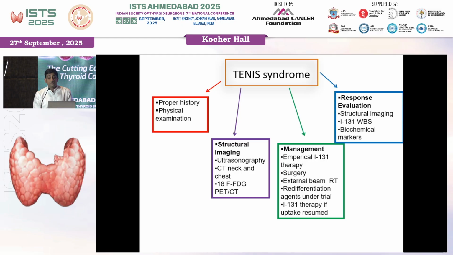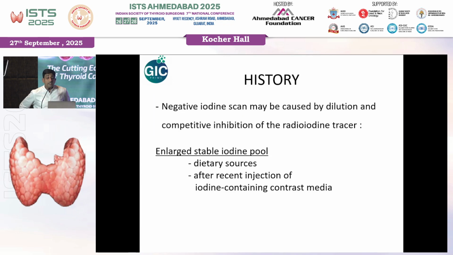After this redifferentiation therapy, iodine 131 uptake is increased. And for the response evaluation, we do structural imaging like CT scan or sonography, or iodine 131 whole body scan and biological marker. So first we go for the history.